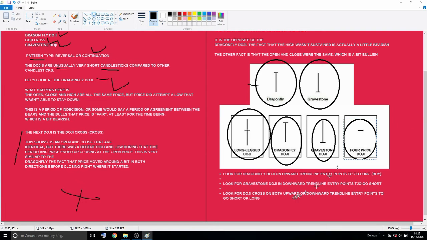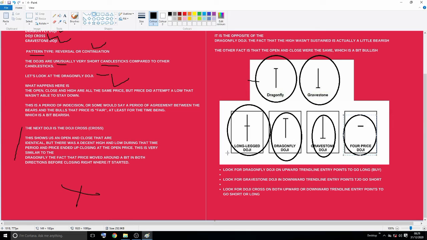It's just one thing. So where do we look for this candlestick? Where do we look for a dragonfly? Where do we look for a gravestone? Where do we look for a doji cross? Look for a dragonfly doji on an upward trend line, entry points to go long. So if the market is on the upper trend, doing like this, you can look for a dragonfly here to continue pushing up.